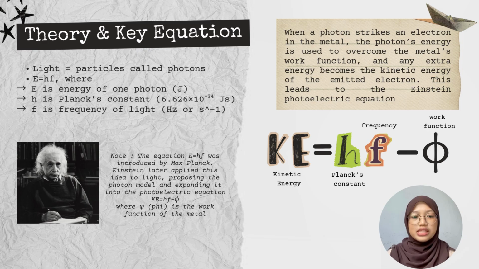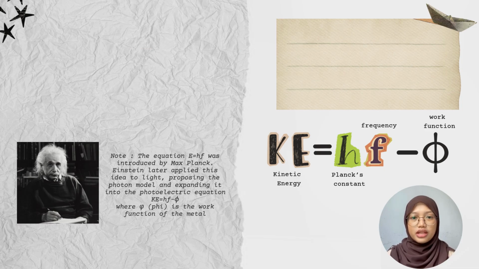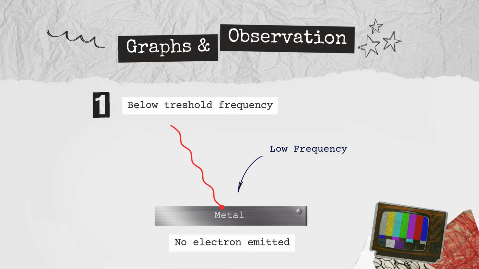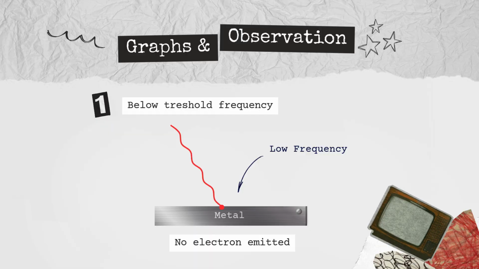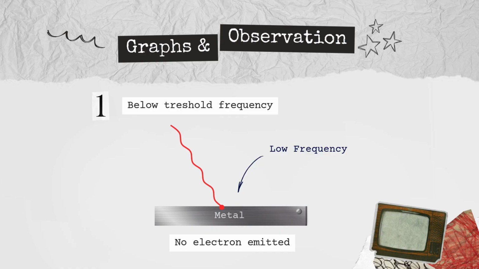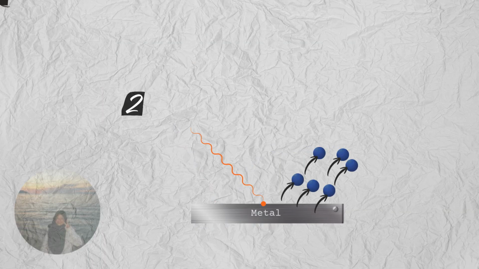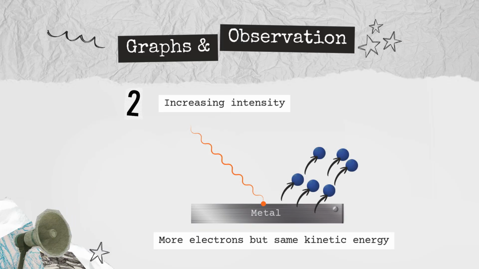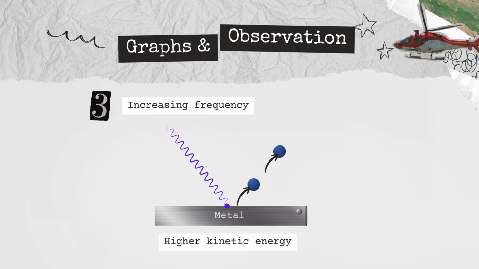This leads to the Einstein photoelectric equation, KE equals hf minus V, where V is the work function of the metal. From the experiment, there are three observations. First, no electrons are emitted if the light frequency is below the threshold frequency, regardless of intensity. Second, increasing the light intensity only increases the number of emitted electrons, but not their kinetic energy. Third, increasing the frequency of the light increases the kinetic energy of the electrons.